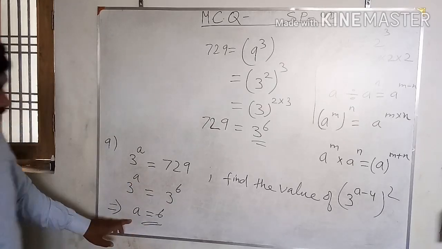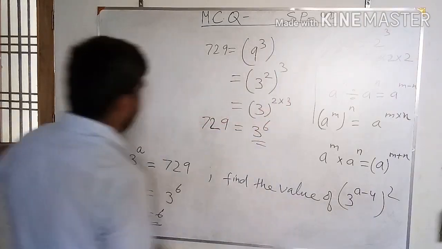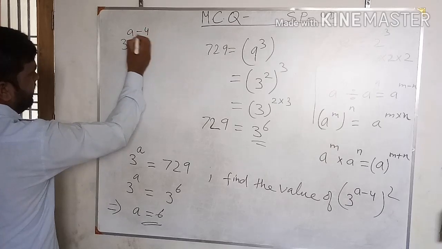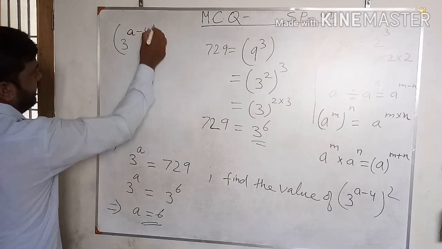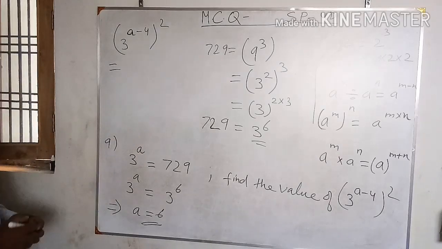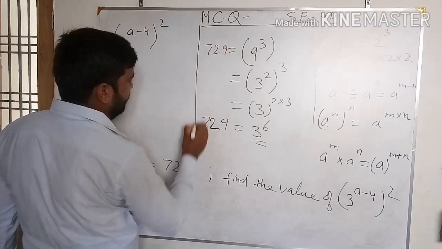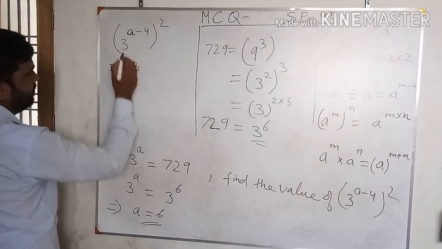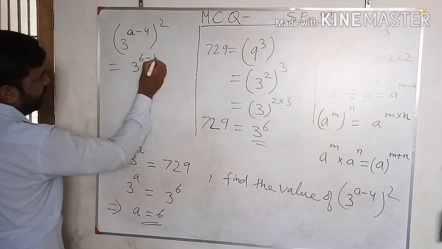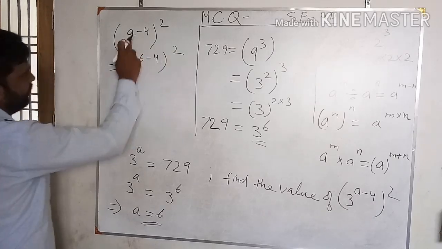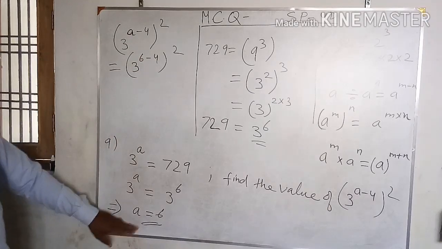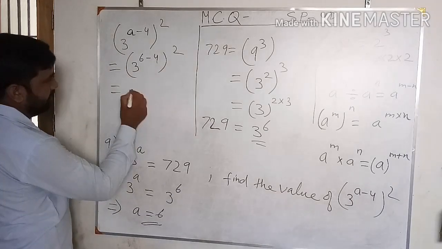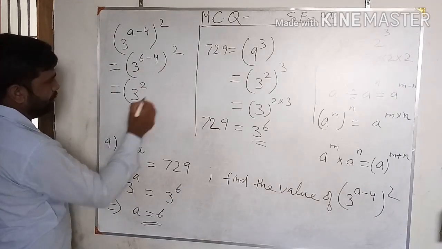So we got the value of a. Now put the value of a in the exponential form. 3 to the power a minus 4 whole square, we will find its value. Now here we apply the power law. In place of a we substitute the value of a, that is 6, which we got. Now 3 to the power 6 minus 4 gives you 2, whole to the power 2.